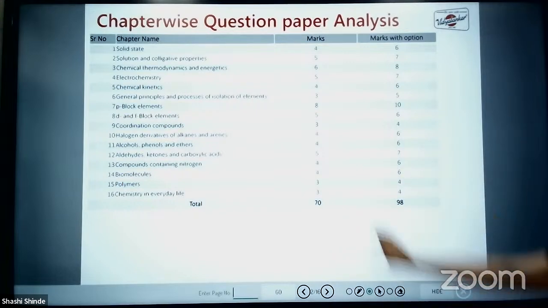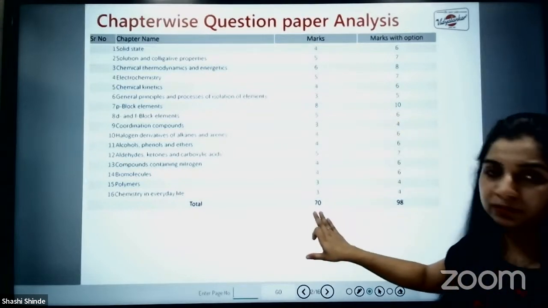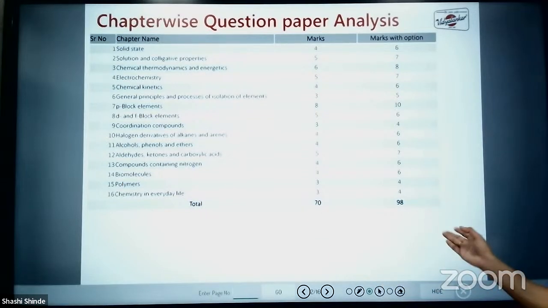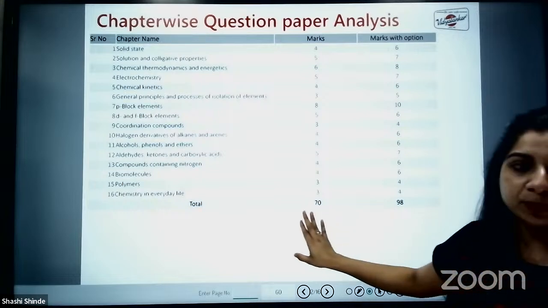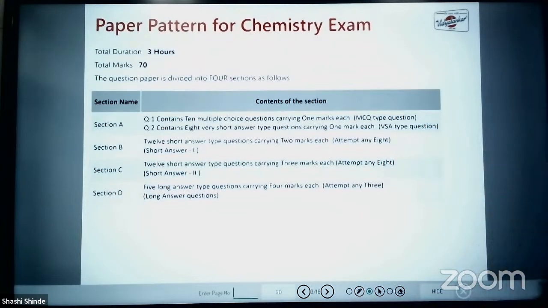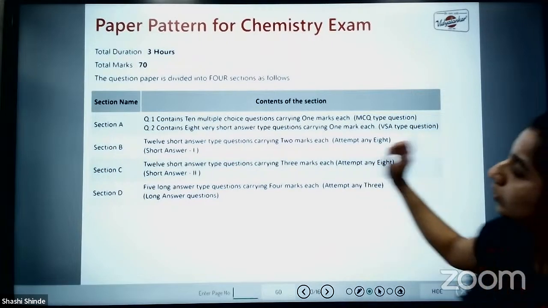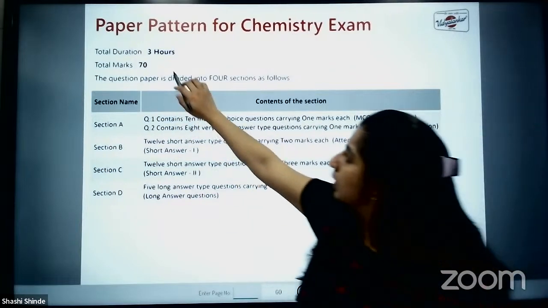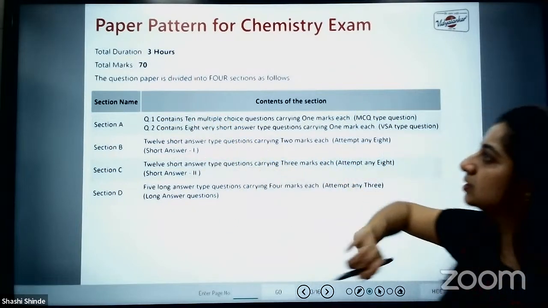chapter wise weightage. We have this paper for 70 marks actually, but our paper is set for 98 marks, out of which we are going to write paper only for 70 marks. So we can say that 70 marks are compulsory. Then as we are aware, we have a total 70 marks paper. We have to finish that paper in 3 hours, 180 minutes.